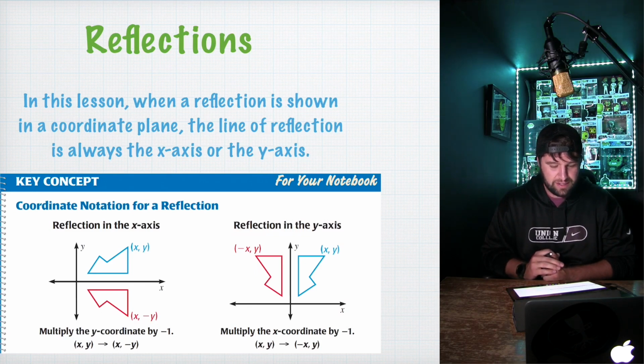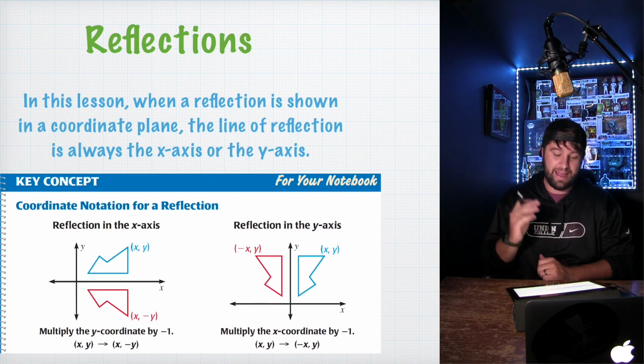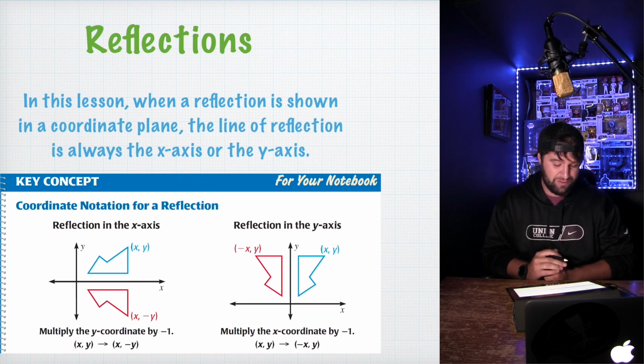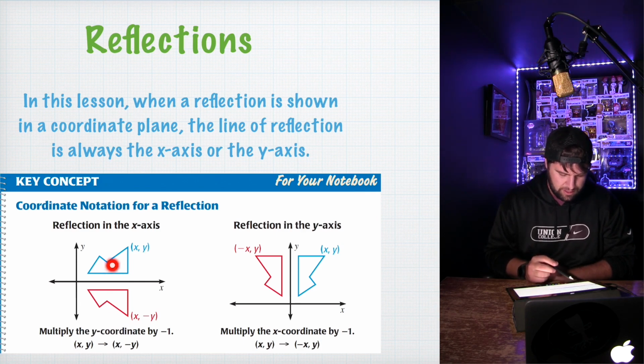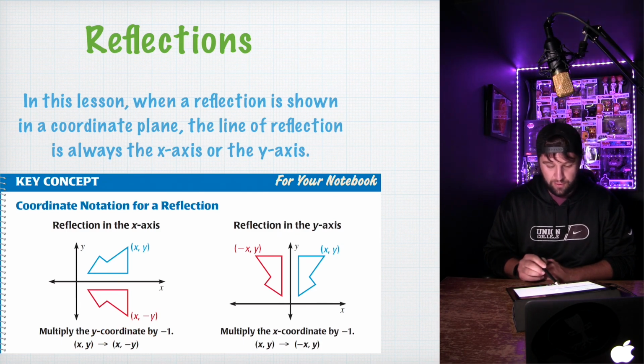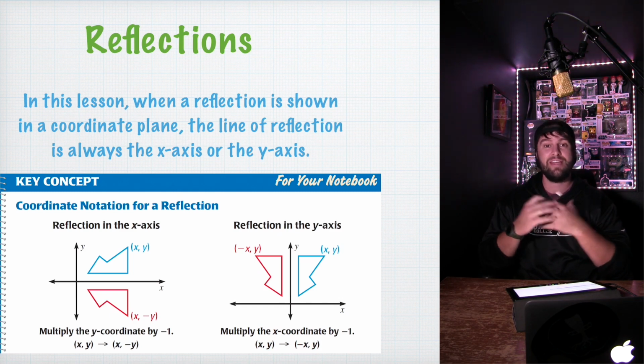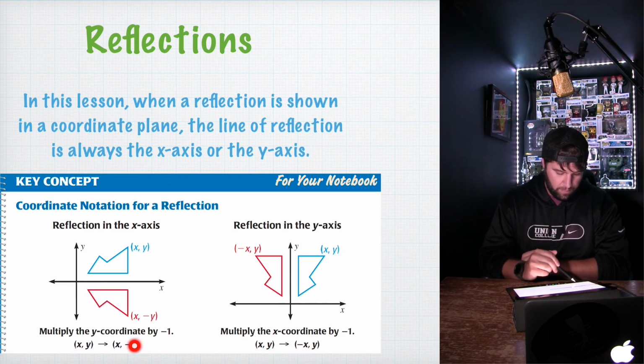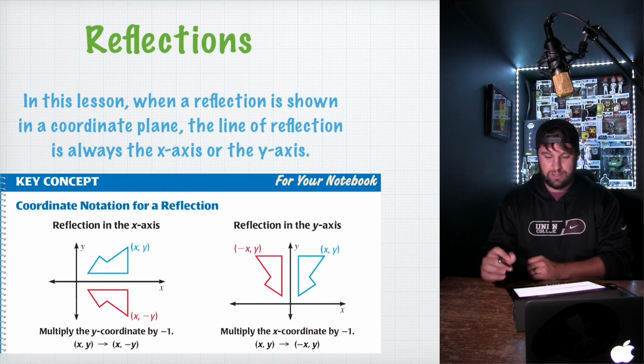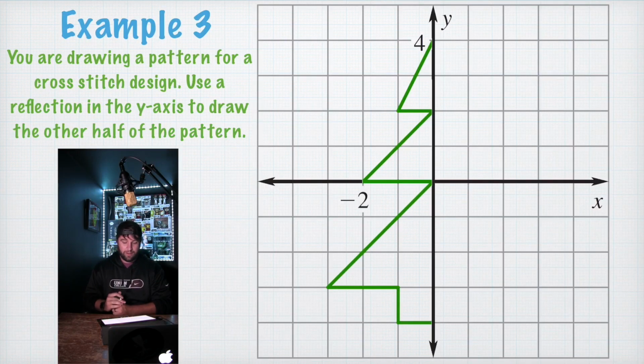A reflection. In this lesson, when a reflection is shown in a coordinate plane, the line of reflection is always the x-axis or the y-axis. That makes it a lot easier for us. So if you reflect across the x-axis, you just multiply the y-coordinate by negative 1. If you reflect in the y-axis, you multiply the x-coordinate by negative 1. Multiplying by negative 1 is just simply saying you take the opposite of whatever the y value is here or whatever the x value is here. So in this example, all we have to do is take the opposite. So we're reflecting across the y-axis. That's what it says.